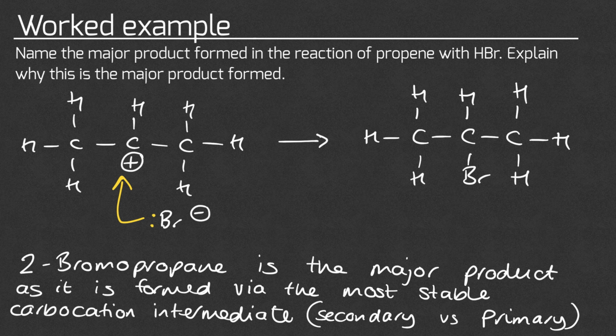And we can say that 2-bromopropane is the major product because it is formed via the most stable carbocation intermediate, a secondary carbocation compared to a primary carbocation.